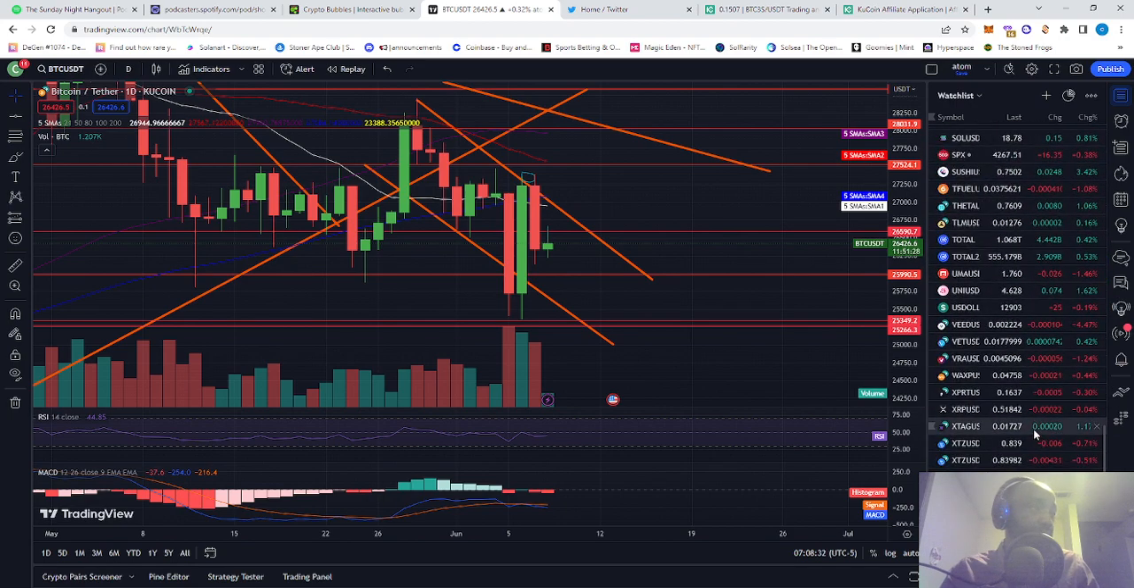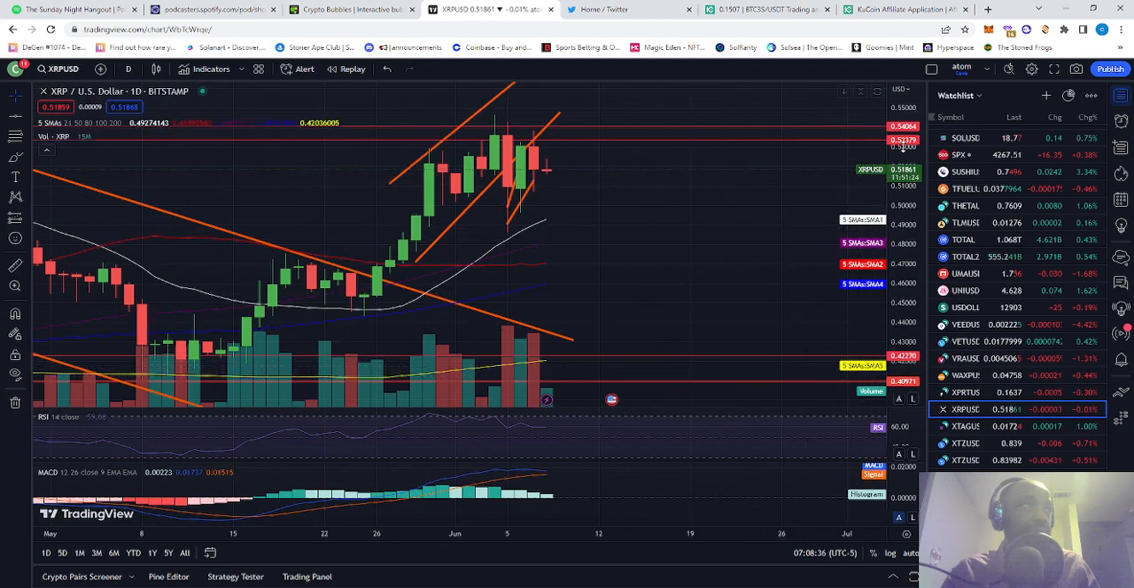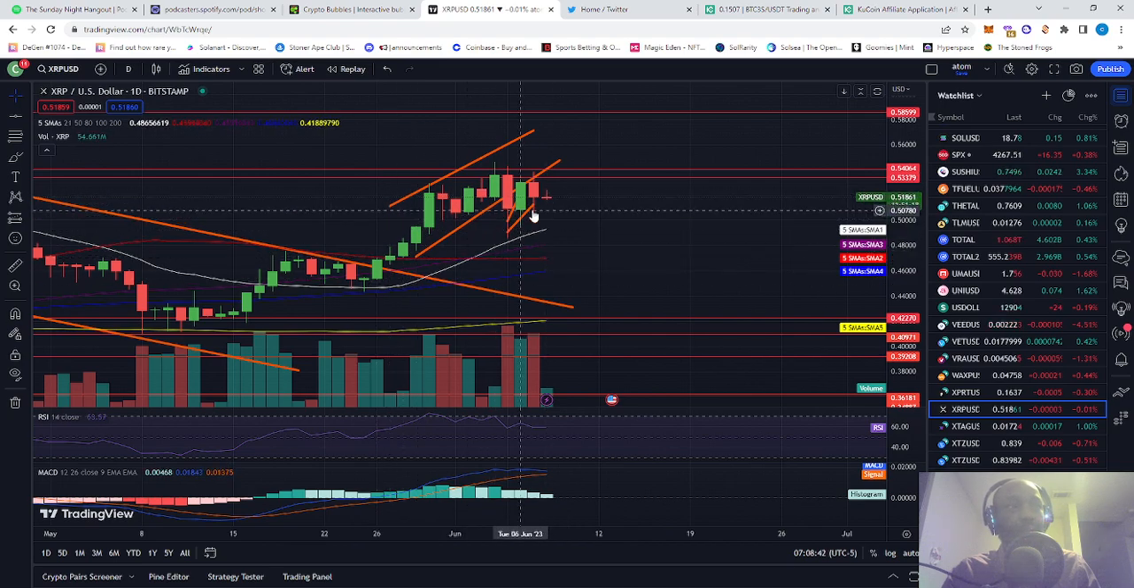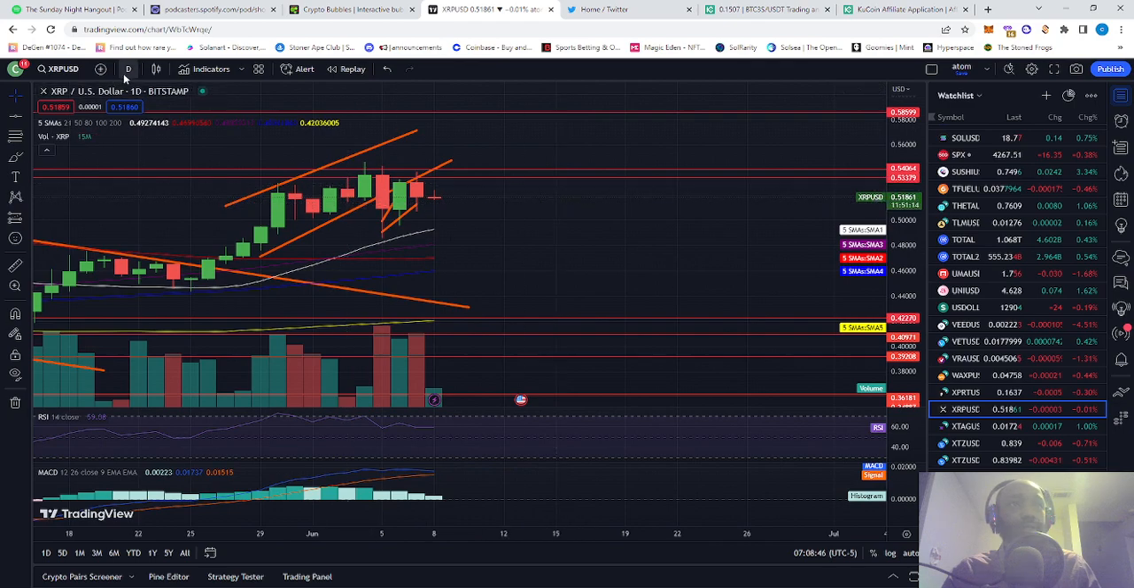Now, let's take a look at XRP real quick. As you can see, XRP daily, it is starting to chop sideways. You had a lot of money flow come in, and then it ran up into that upper trend line, and now it's chopping sideways, right? So take a look at the 4-hour chart.